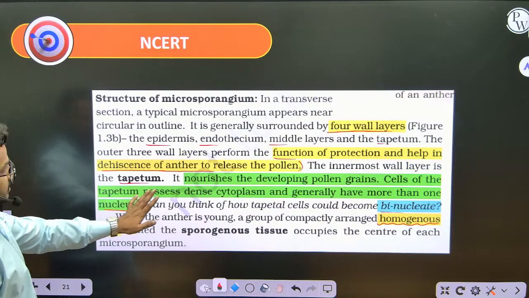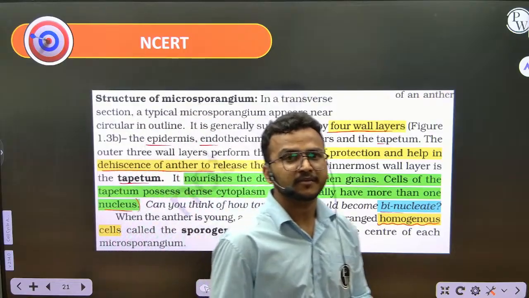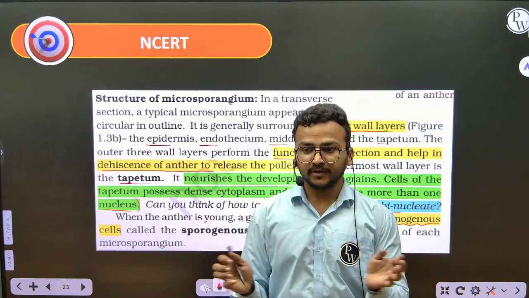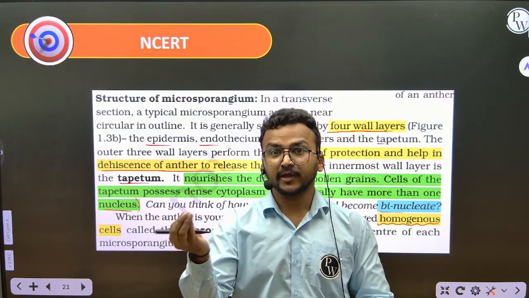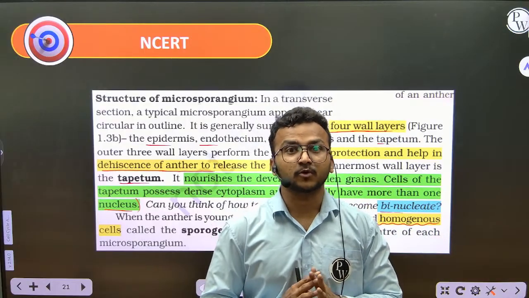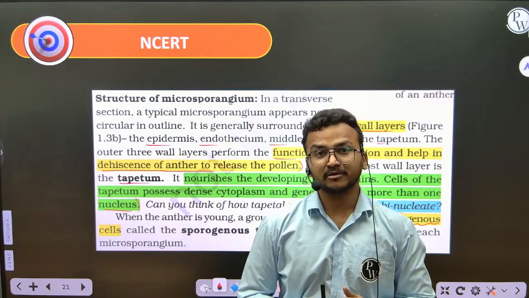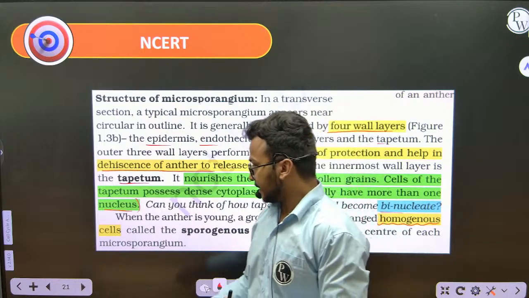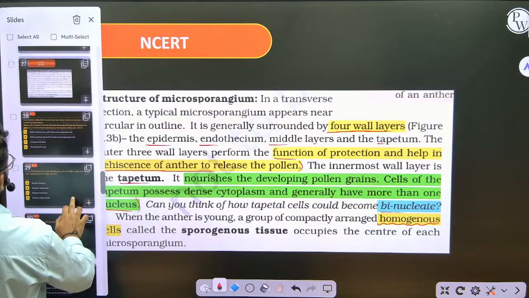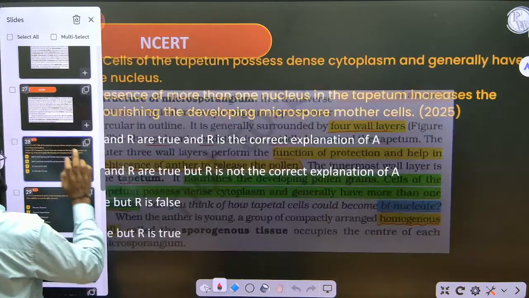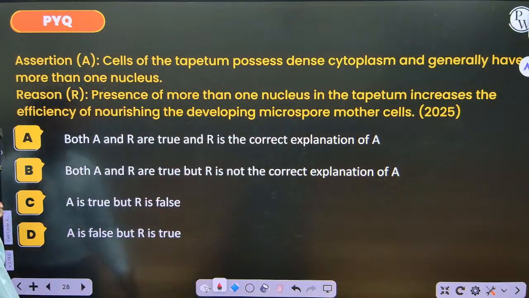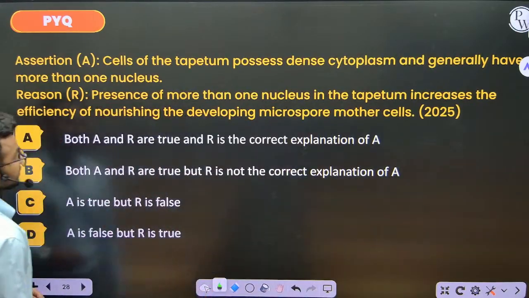Next we will be discussing in the next class how the pollen grains are formed. When you go and observe a flower, you can see the pollen grains. In the next class, we will learn how the pollen grains are formed within the plant cell. So let us see if there are any questions asked in previous years. Yes, this is what they asked in a previous year. We'll discuss this one question and wind up the session.